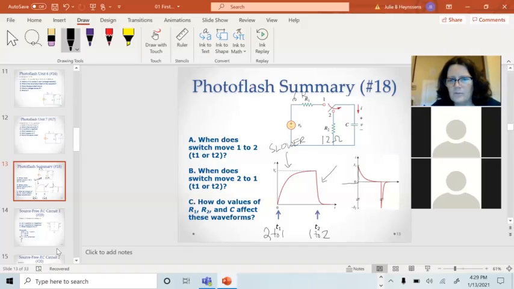And when we went from 1 to 2, we had a smaller resistor, R. And so we have higher current. And if we have higher current, we're going to discharge faster.